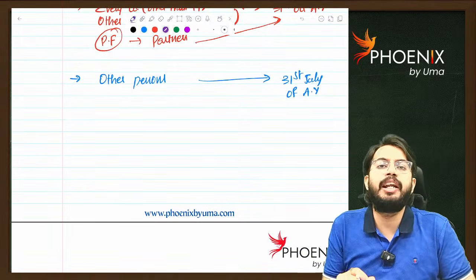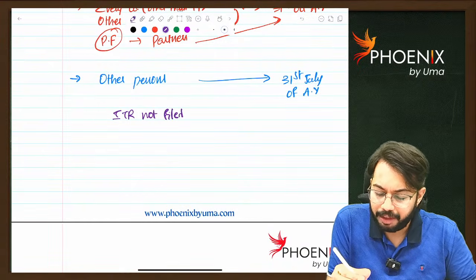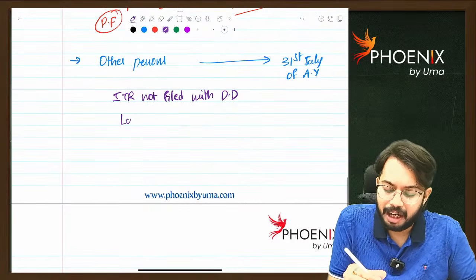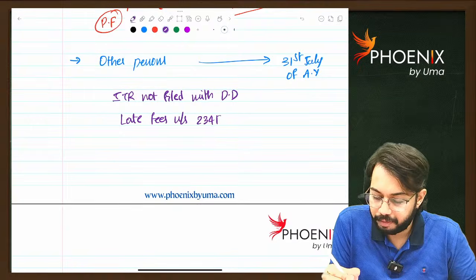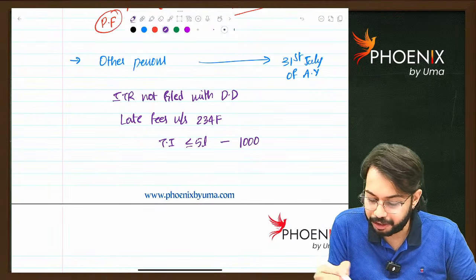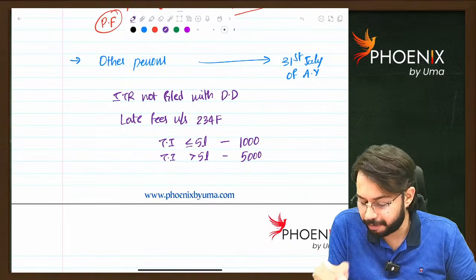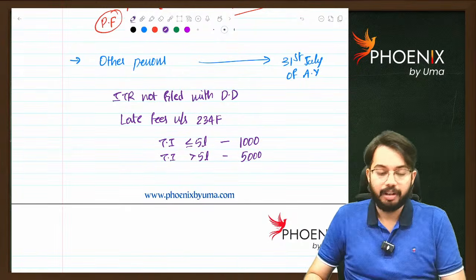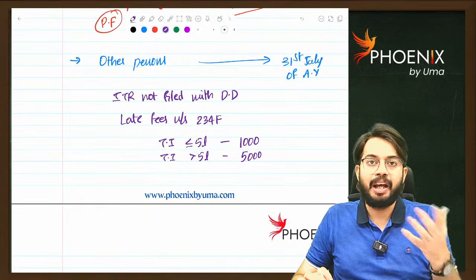Sir, what if ITR is not filed within the due date? Then many consequences are there. First is late fees will be levied under section 234F. If total income is less than or equal to 5 lakhs, the late fee is 1000 rupees. If total income is more than 5 lakhs, the late fee is 5000 rupees. Able to understand? I hope you are clear with who is required to file ITR and what the due dates are.